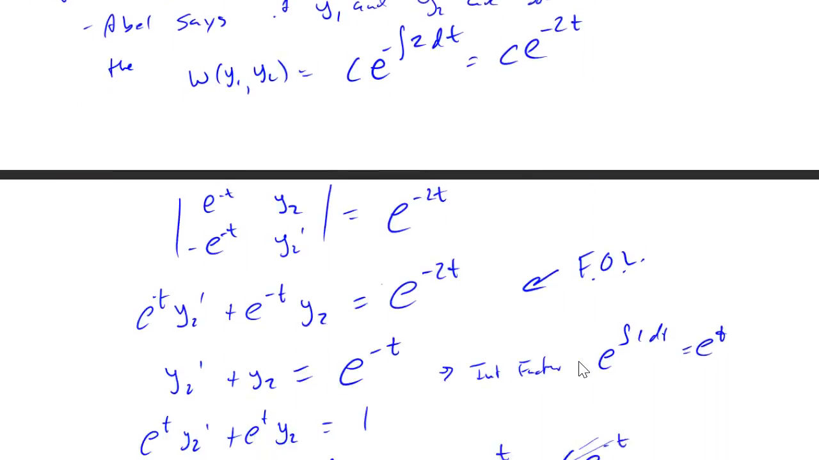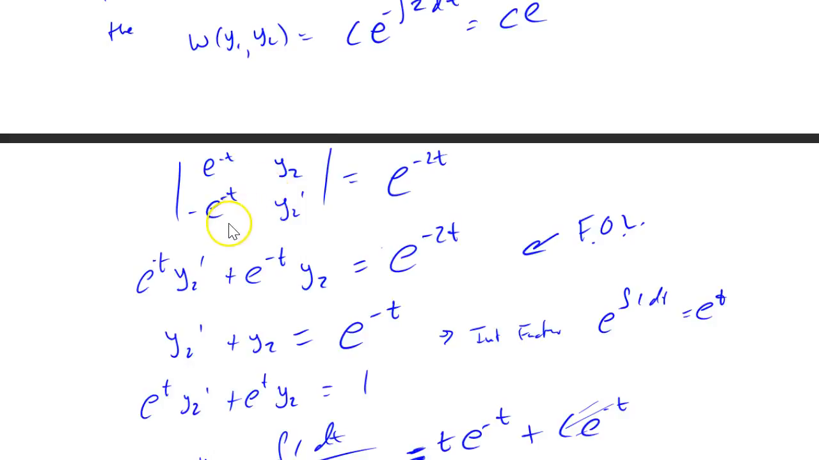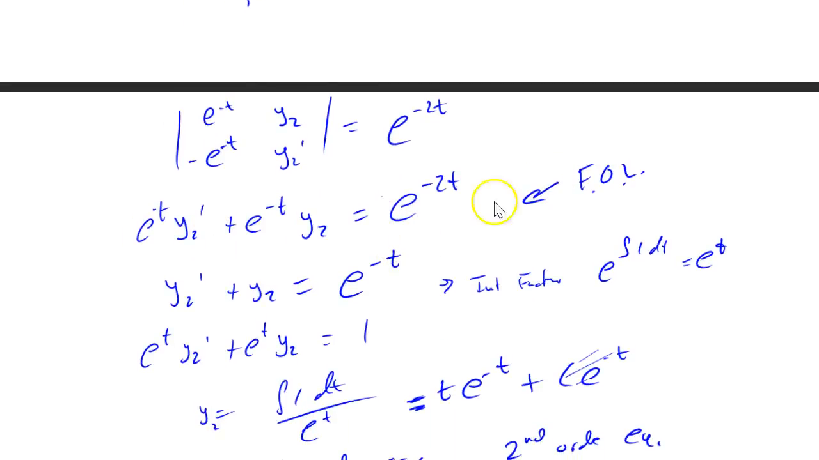So setting up the known solution, e to the minus t, and the unknown solution, y2, taking the Wronskian of those, we know that it has to be equal to this. And we're choosing c equals 1 here. I only need one solution, I don't need infinitely many, so I'm just picking c equals 1 for simplicity's sake. Taking this determinant, I get the following on the left, and that's going to be equal to this. This is now a first order linear equation in y2.